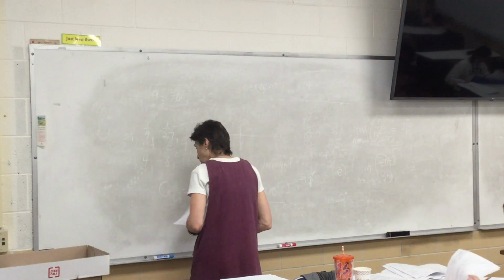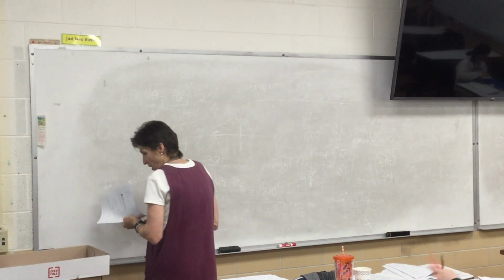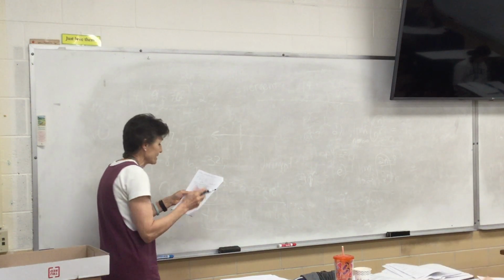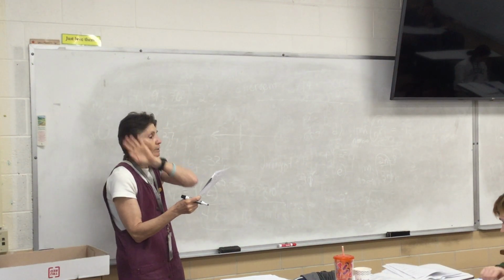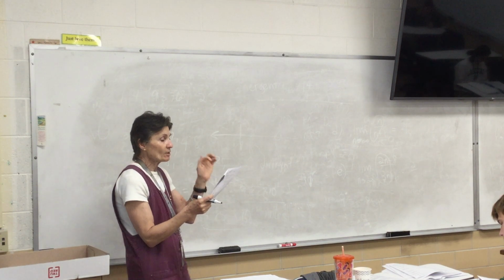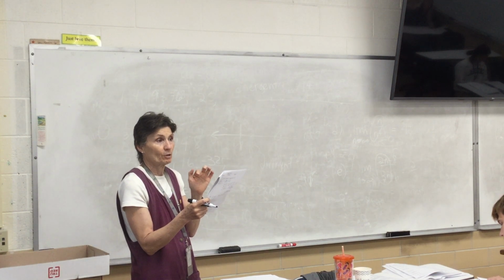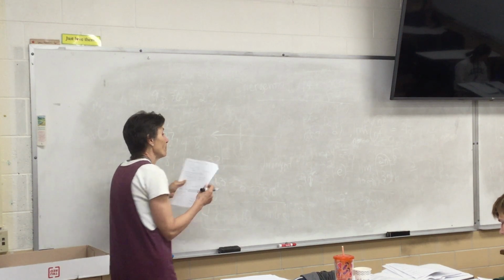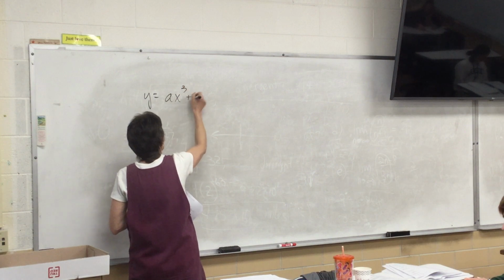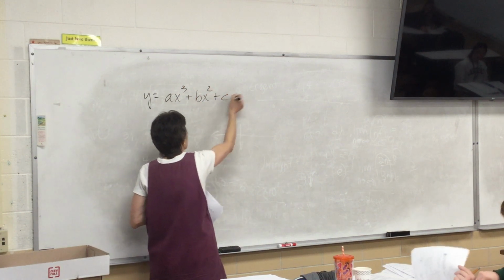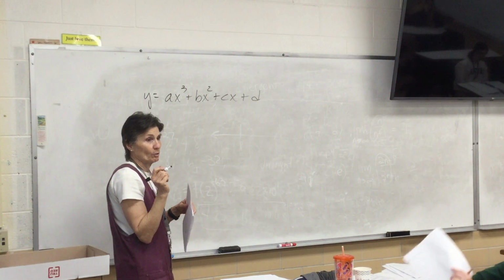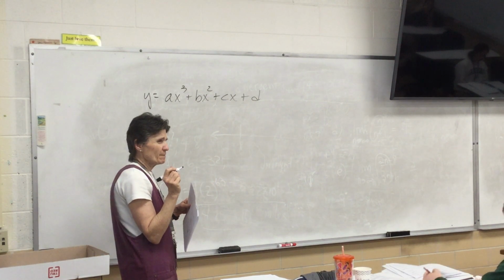Okay, now what caught some of you on this is that you didn't pay attention to the sixth word of the sentence. Write the equation of the cubic polynomial. So what does a cubic polynomial look like? Ax cubed plus bx squared plus cx plus d. That's what a cubic polynomial looks like, right?